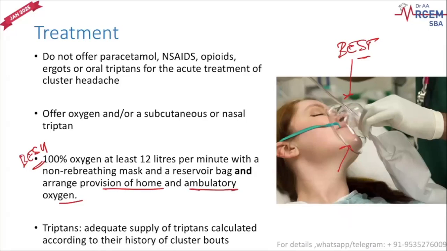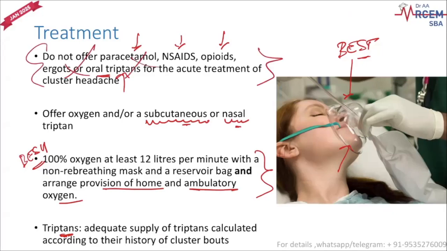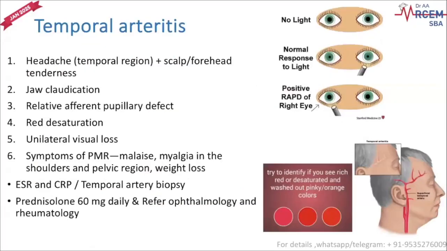What if this is not available or not practical in your emergency department? Then you can treat it with triptans. The route is important: it is given subcutaneously or nasally. Normal painkillers like paracetamol, NSAIDs, opioids, and oral triptans are not preferred in cluster headache. Here I'm talking about subcutaneous or nasal triptans. Oral triptans are not preferred, so do not give them in cluster headache.